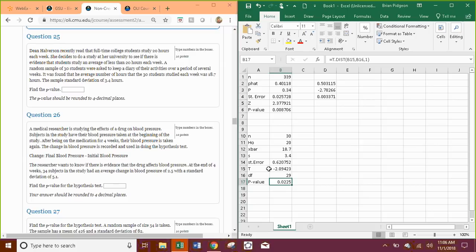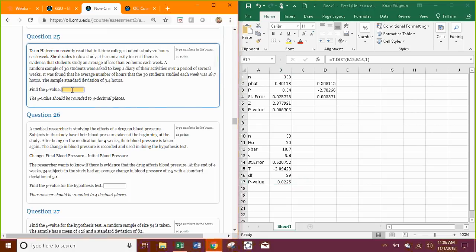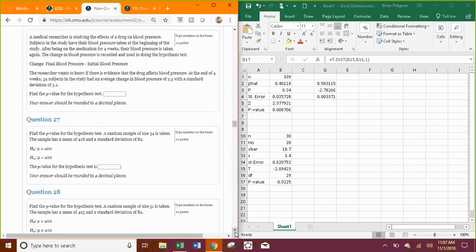That might be it. Let's see. We want less than. We're going to say about 37, less than, yeah. And that's T.DIST already, so we can just find the p-value of 0.0225. So remember, when we calculated our p-value here, we used just T.DIST because our alternative hypothesis is less than 20 hours. Okay.